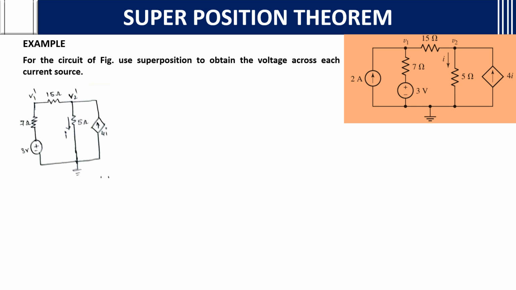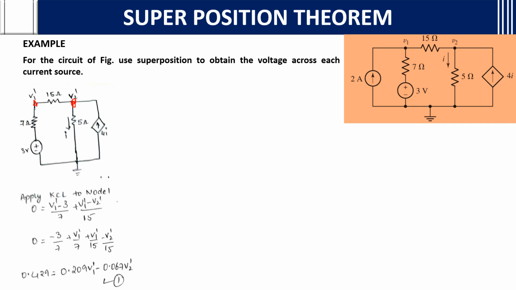The dependent source we cannot remove, so we need to keep that dependent source as it is. Then plus minus 3 volts, 7 ohms. V1 dash we will consider. Till now we have seen the currents, now we will see voltage. We need to find V1 and V2, not I1 and I2. So V1 dash and V2 dash, and 15 ohms. 5 ohms is the same, the current I and 4I.